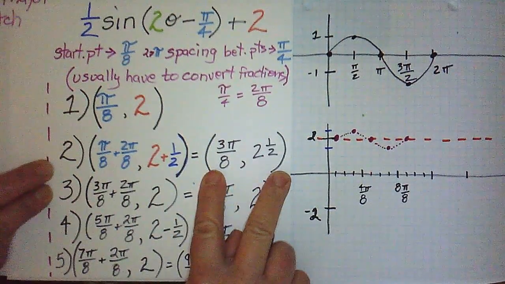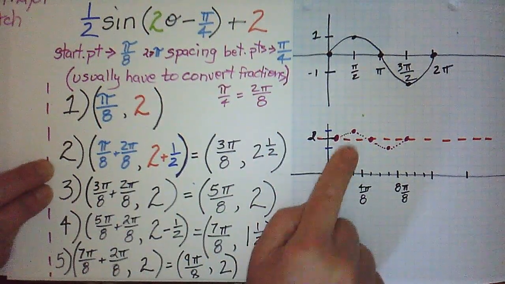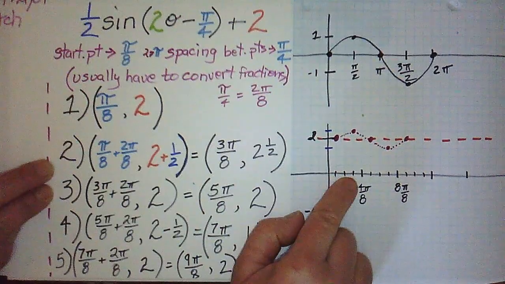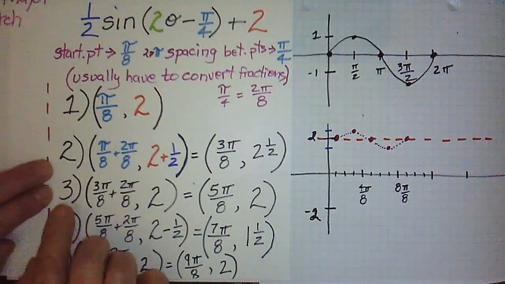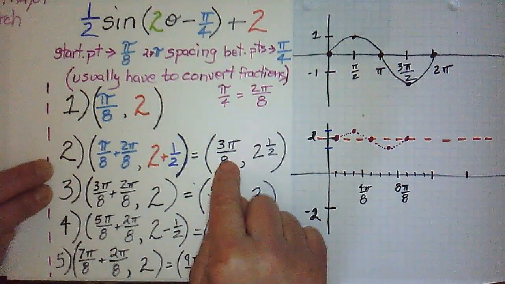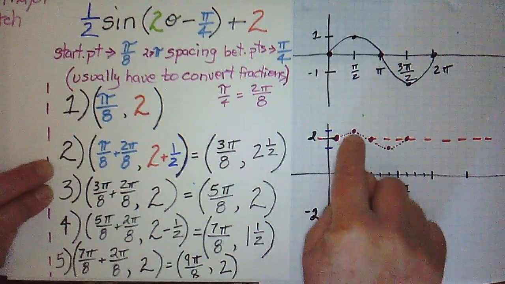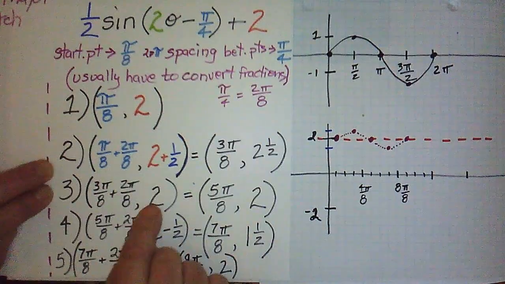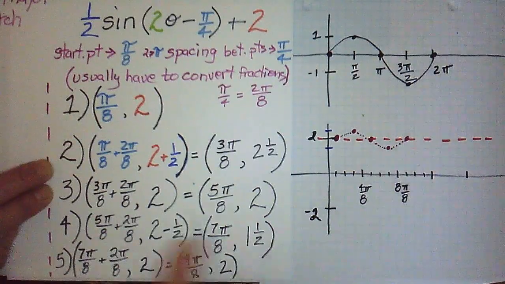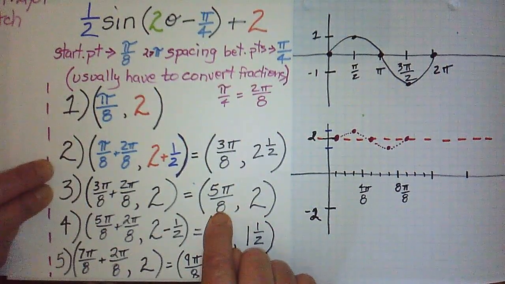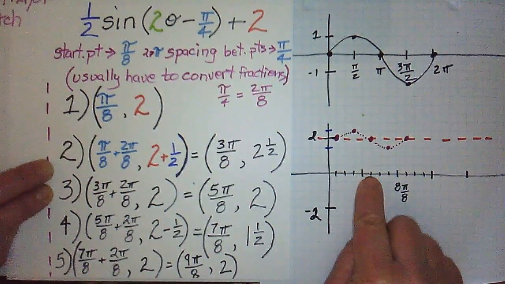So my point is 3 pi eighths, 2.5. We see it right here. 3 pi eighths, 2.5. Plot that point. My next point is just the previous point plus another 2 pi eighths. And because sine waves go back down, it's just going back to midline. So my third point is 5 pi eighths, 2 again. So 5 pi eighths right there, 2.